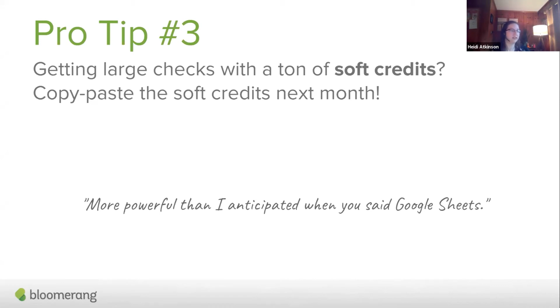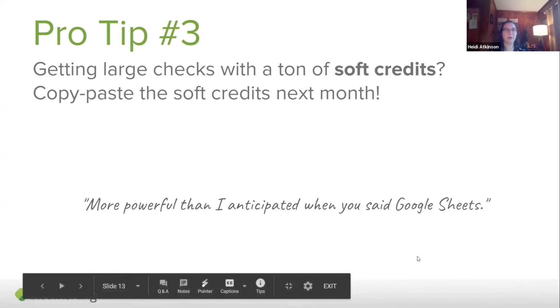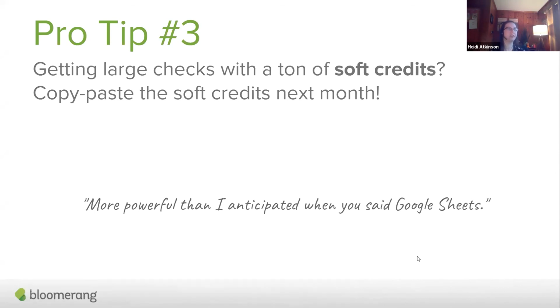So similar scenario, let's say you've got 15 gifts, and you want them all soft credited to your board member. You can just soft credit the first one and then copy that board member's soft credit down onto all the next gifts.